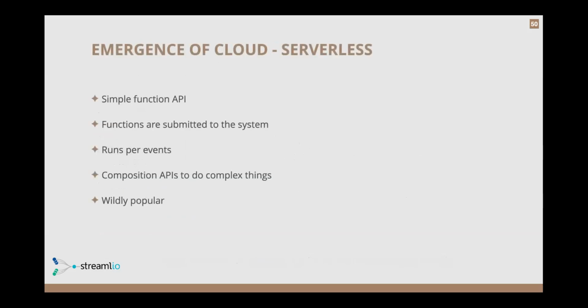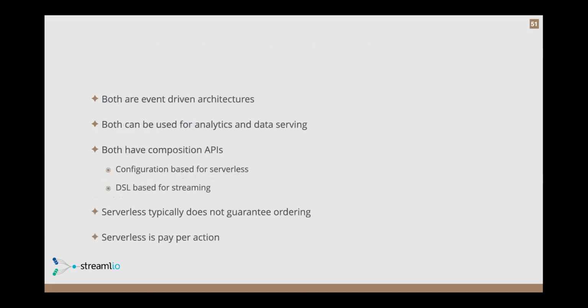There's also an emergence of a similar, analogous thing that we call serverless, and there's a lot of similarity to that. Pulsar Functions are what we would consider serverless. They provide a simple functional API. You submit the function to the system, and it gets run whenever your event shows up. You can compose multiple of these functions in order to do more complex things. And obviously, they're very popular and continue to be popular. One of the most common ones is AWS Lambda, for example. That's a very common serverless technology.